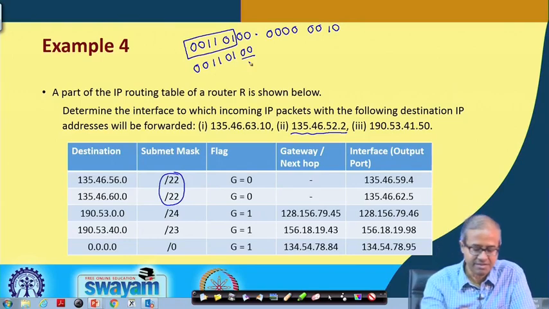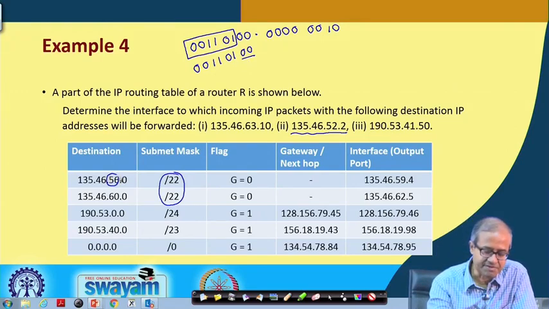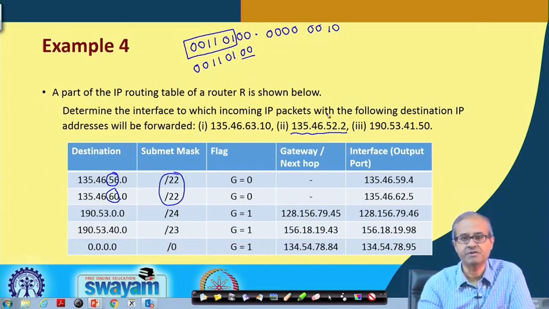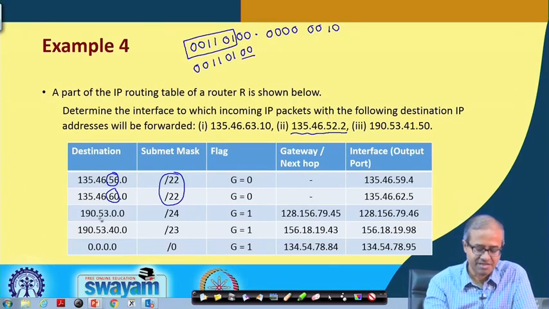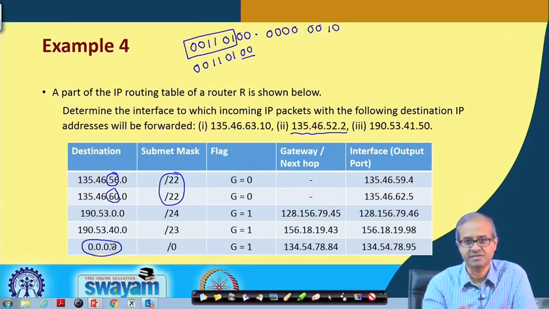but you see this is 56 and this is 60. So, it is not matching with 52. So, there will be no match. There will also be no match here, 190, also no match here. So, finally, it will go to the default. Default in the routing table is mentioned as all zeros. This is the convention which is followed. All 0 as the address means it is the default route.